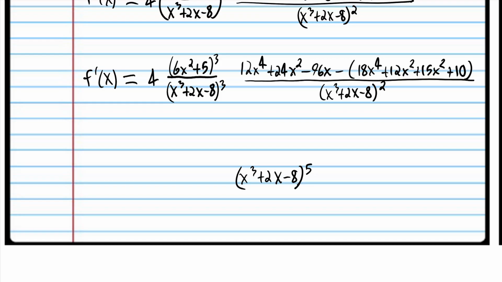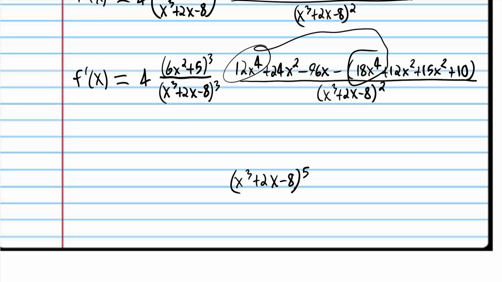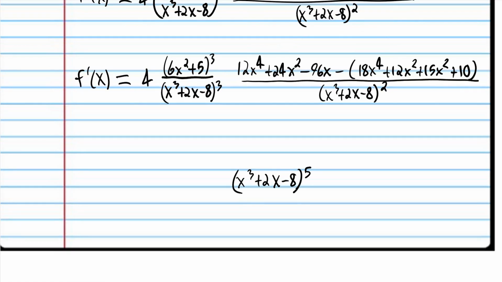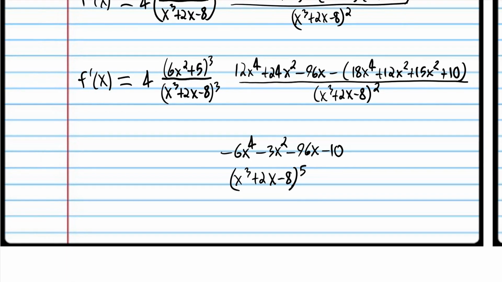And so let's simplify this stuff up here. 12x to the 4th minus 18x to the 4th is negative 6x to the 4th. And 24x squared minus 12x squared is 12x squared, and then minus 15x squared is negative 3x squared. And then we have minus 96x and minus 10. So you really have to be careful of the signs when you do a problem like that. Please be careful because it's so easy to write something that is incorrect.